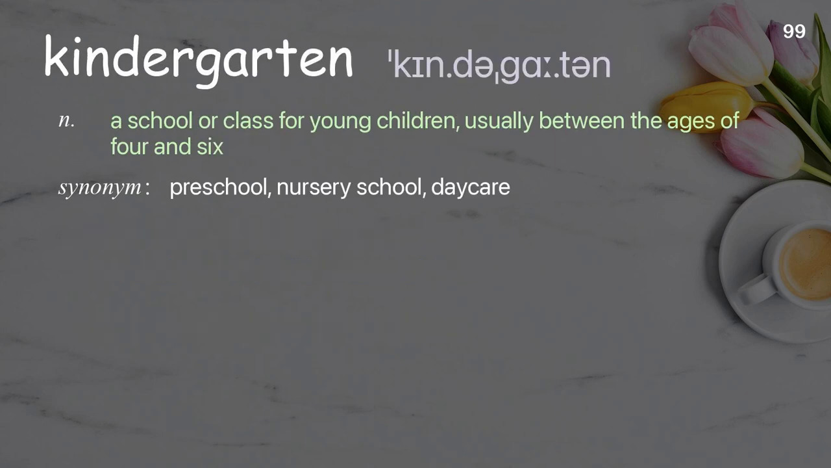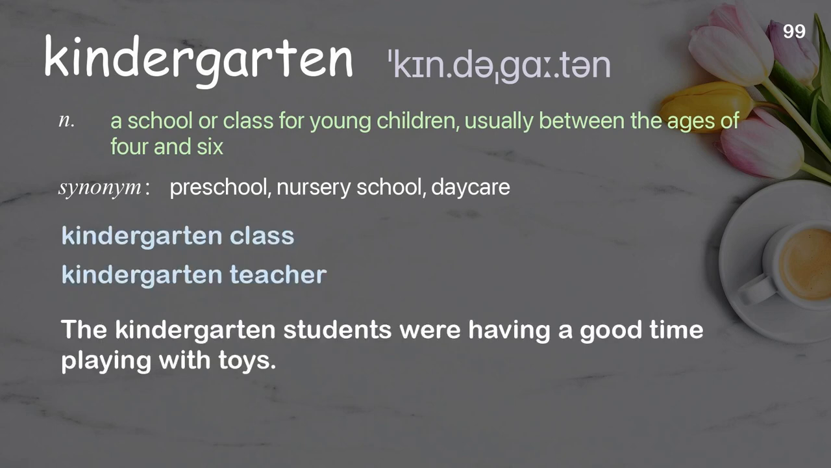Kindergarten: a school or class for young children, usually between the ages of 4 and 6. Examples: Kindergarten class. Kindergarten teacher. The kindergarten students were having a good time playing with toys.